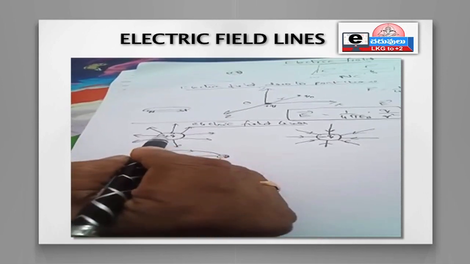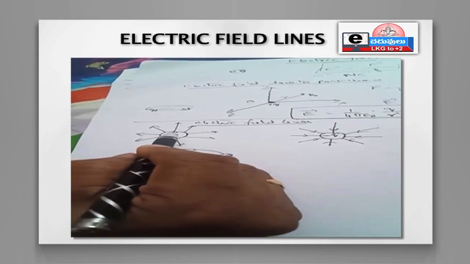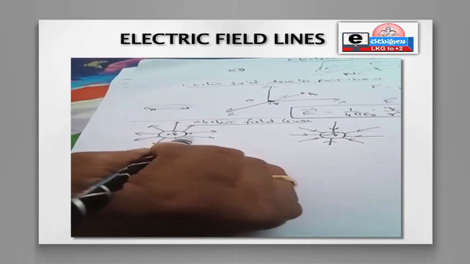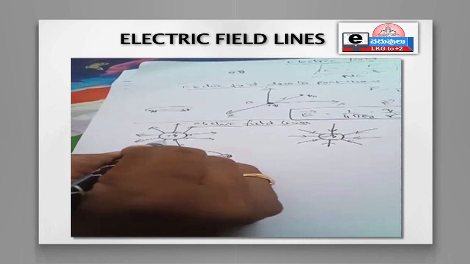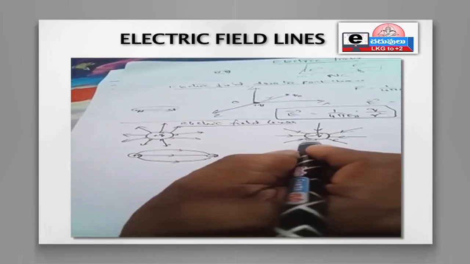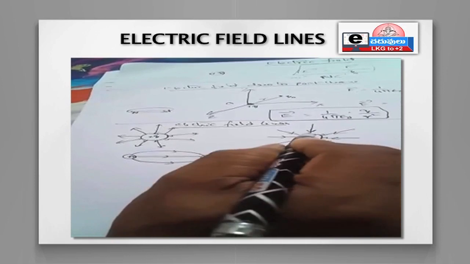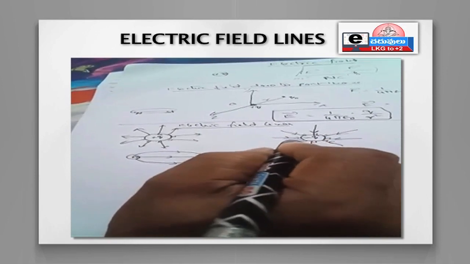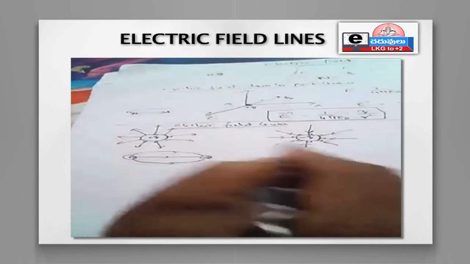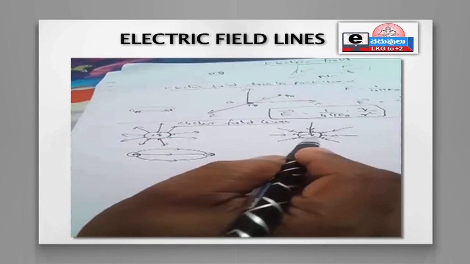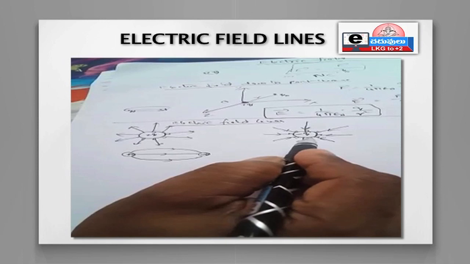And another one, you have seen these electric field lines, they originate normal to the surface. Normal means they become perpendicular to the surface, and at the end also they end normal to the surface of the negative charge. You can see here they are perpendicular to the surface. They originate normal to the surface and end normal to the surface of the charge.